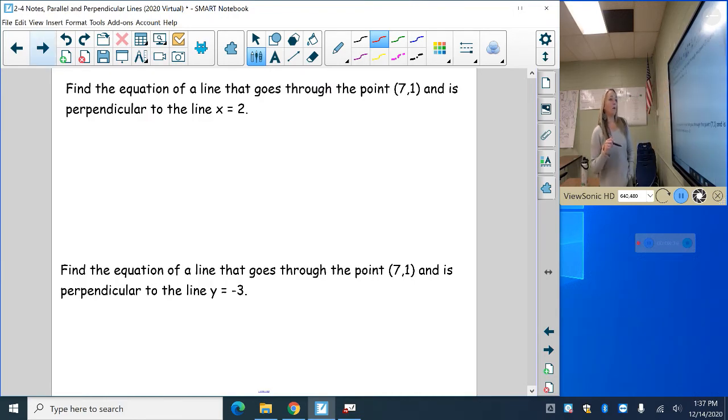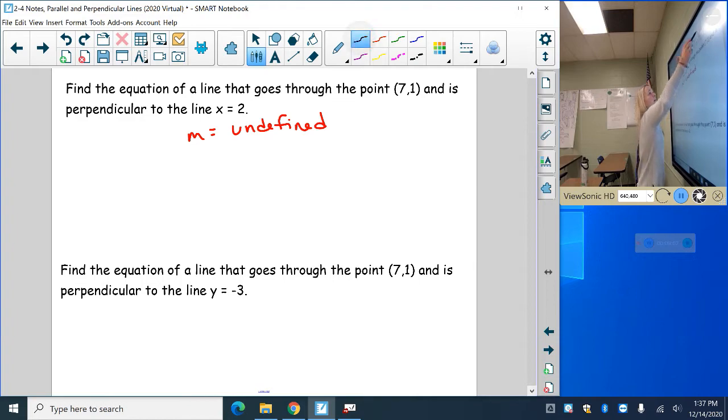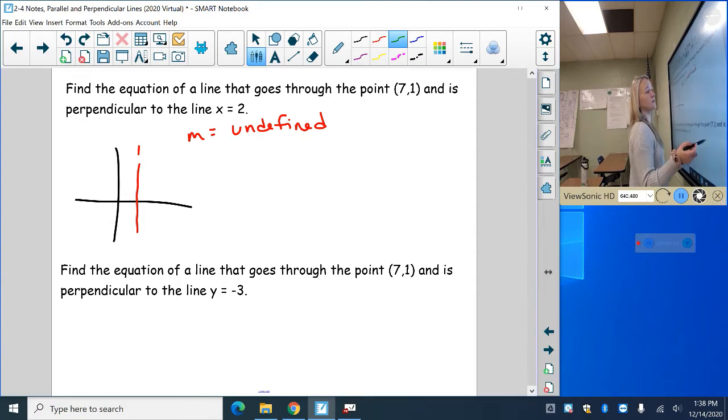All right, now, special situations. Find the equation of a line that goes through the point (7, 1) and is perpendicular to the line x equals 2. Well, we have to remember x equals 2, what kind of slope does that line have? Undefined. So think about it. If you have a vertical line at x equals 2, what is going to be perpendicular to that? A horizontal line. So we're going to have a line that's horizontal somewhere. It has to go through (7, 1).